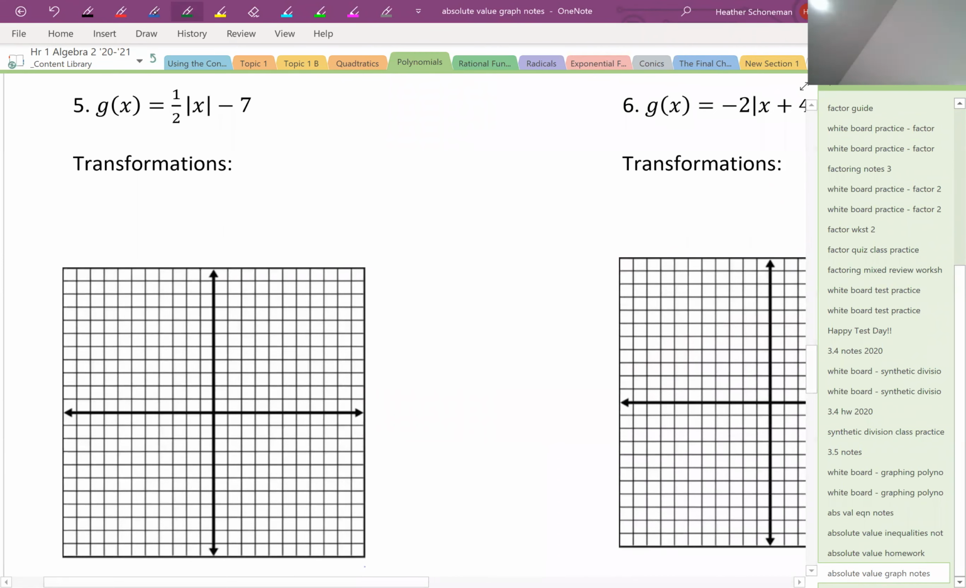All right, let's take a look at this one. So on this one, the 1/2 is a vertical shrink. There's nothing inside of the absolute value, so it's not going to go left or right any, but it's going to be down 7. So I'm going to go down 1, 2, 3, 4, 5, 6, 7.